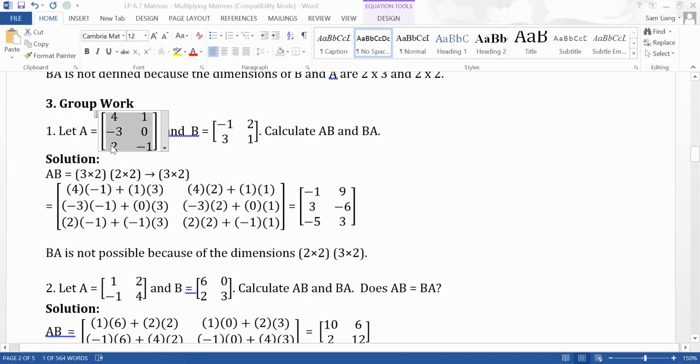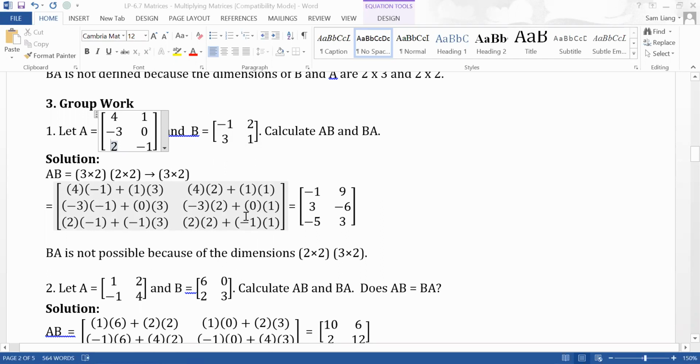So the third row is 2 and -1, and we're first going to multiply that by -1, 3. That's the first column. So 2 times -1 plus -1 times 3. That's this entry. And then lastly, we have the third row times the second column. So that'd be 2 times 2 plus -1 times 1. That'll be right here.